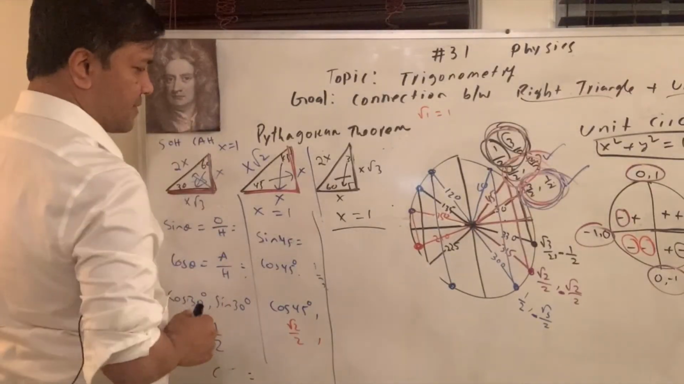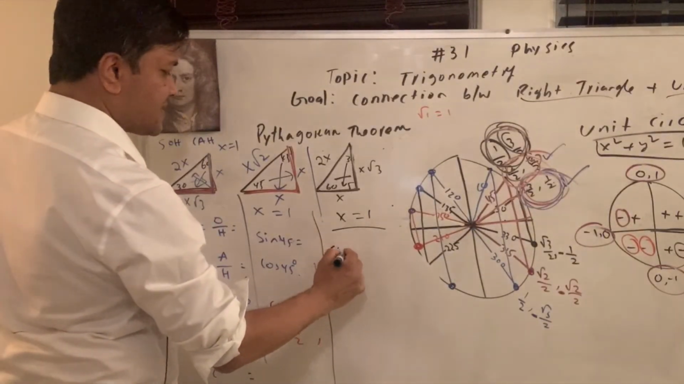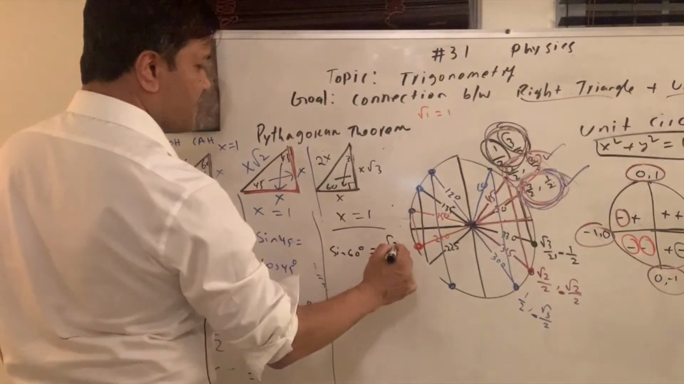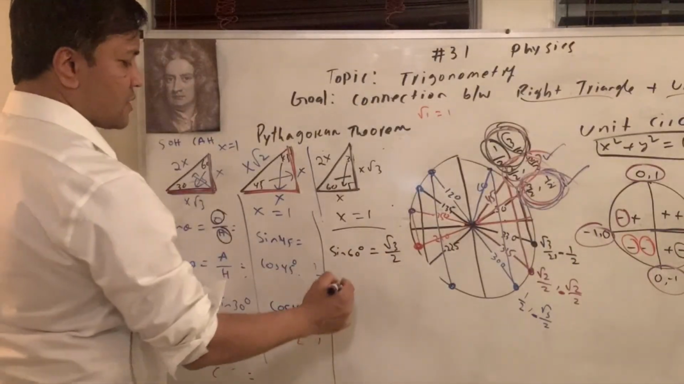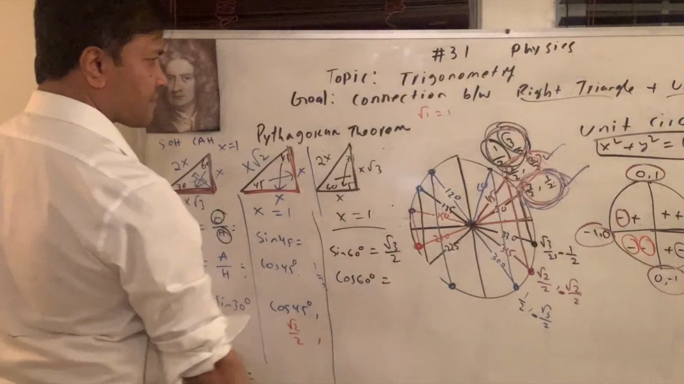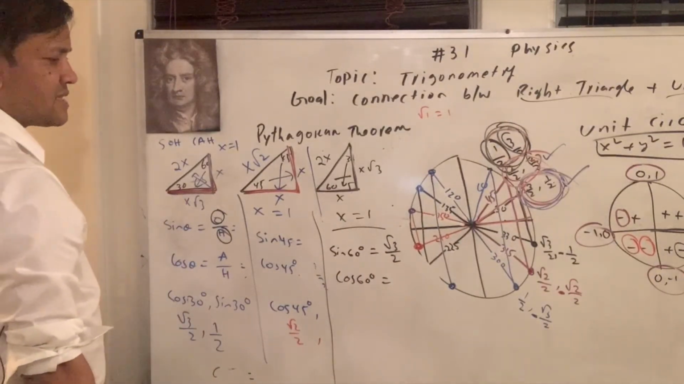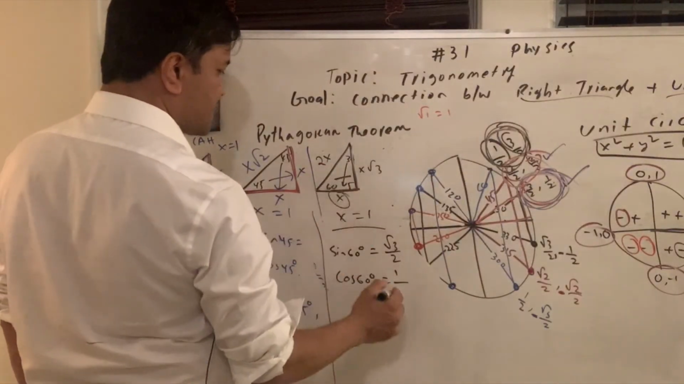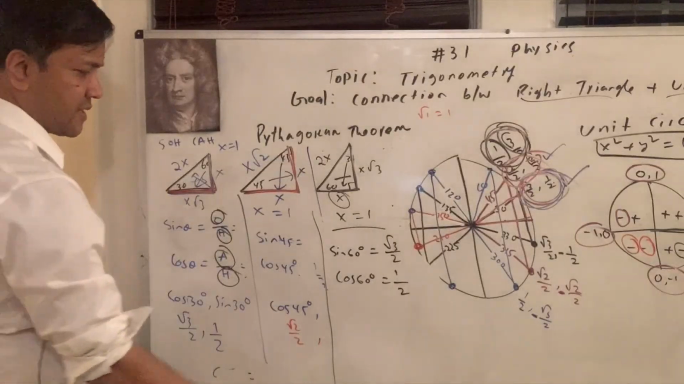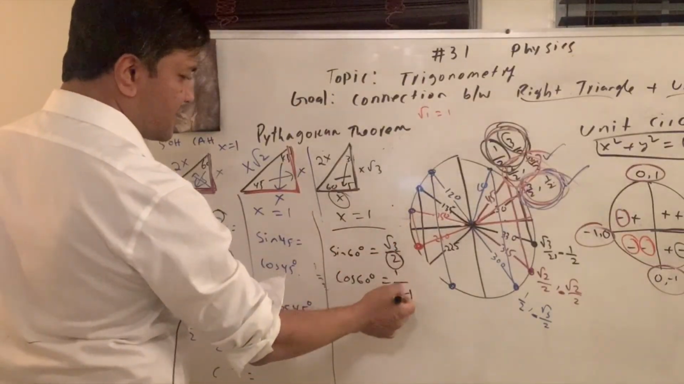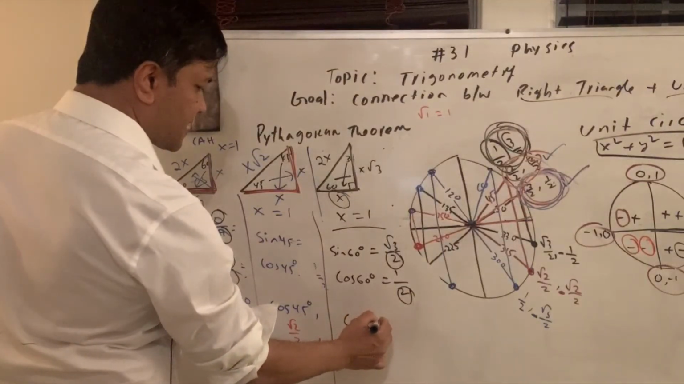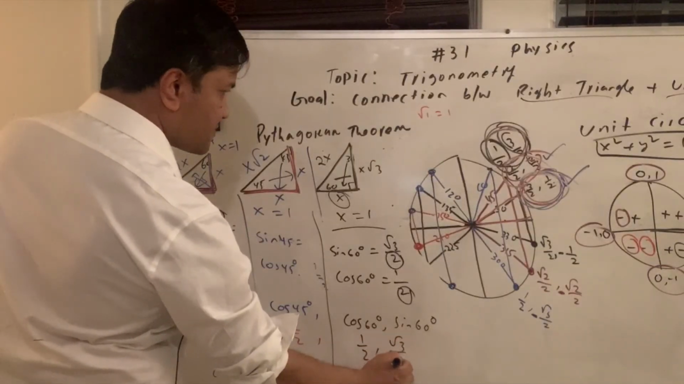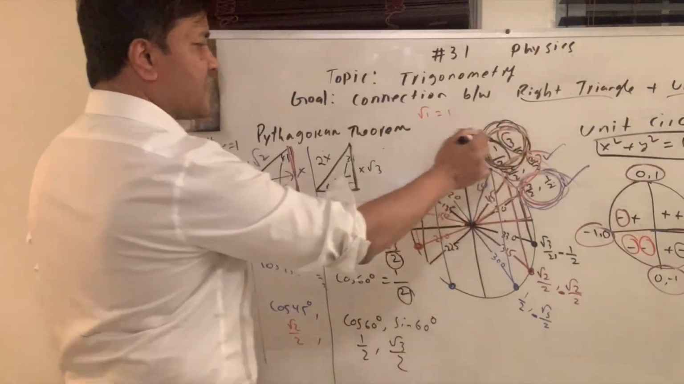All right, so what do I mean? Let's start with sine 60 degree. Sine 60 degree is opposite over hypotenuse. Opposite is root 3 and hypotenuse is 2. Cosine 60 degree is adjacent over hypotenuse. Adjacent is 1. Hypotenuse is 2. All right. So this I don't have to rationalize. It's already good. So cosine 60 degree comma sine 60 degree is equal to half comma square root of 3 over 2. And that's exactly what you see over here.